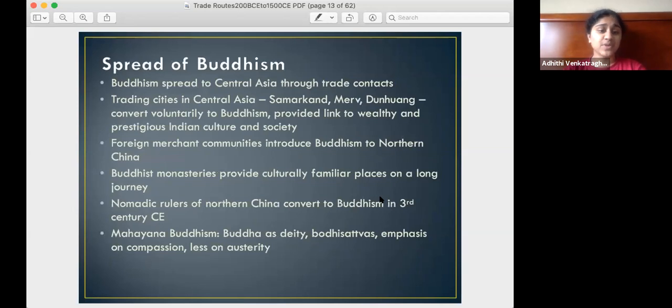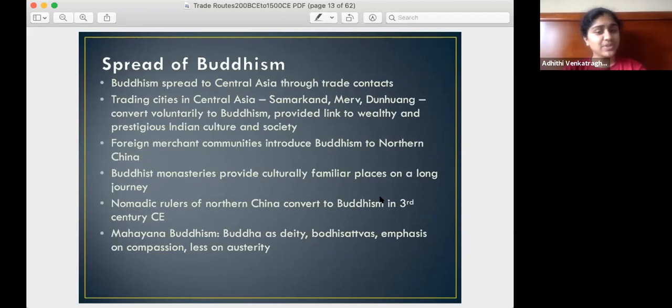The spread of Buddhism also became very prominent. Buddhism spread to Central Asia through these trade contacts on the Silk Road. Trading cities in Central Asia like Samarkand, Merv, and Dunhuang converted voluntarily to Buddhism, which provided a link to wealthy and prestigious Indian culture and society.